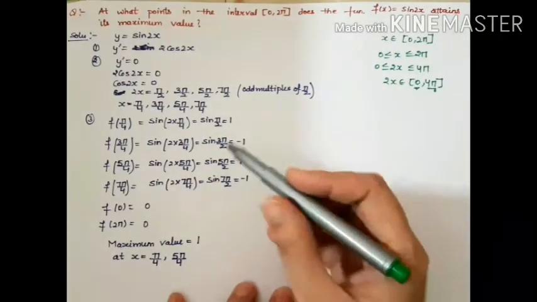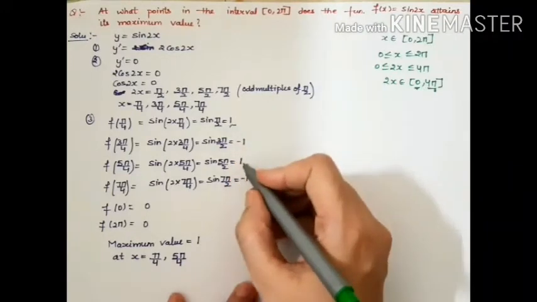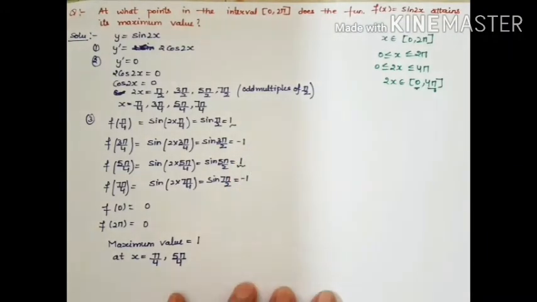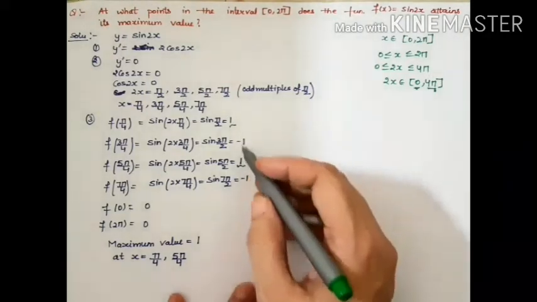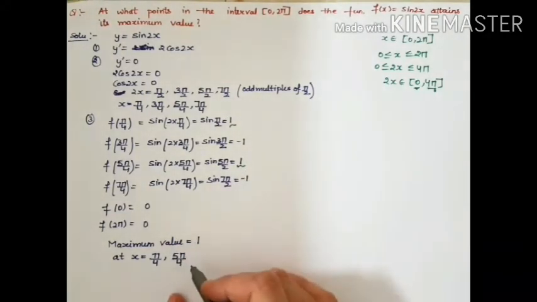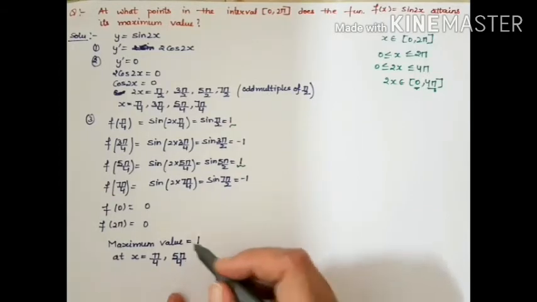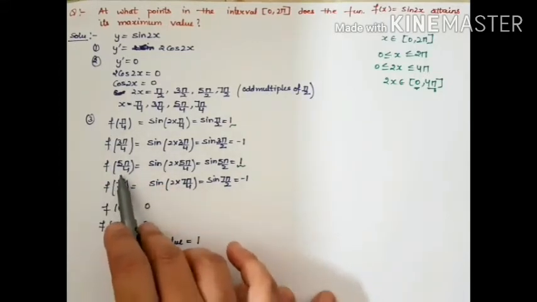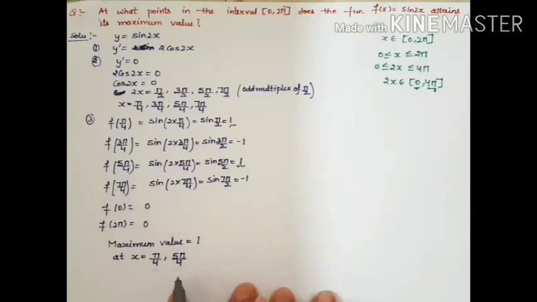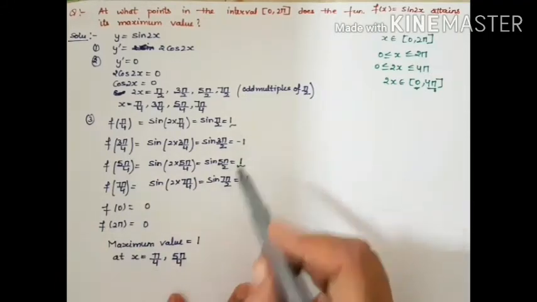Okay. Now clearly here you can see that at 2 points we are getting the same maximum value. So both of these points will become our points of maxima. Means pi by 4 as well as 5 pi by 4. And the maximum value will be 1.